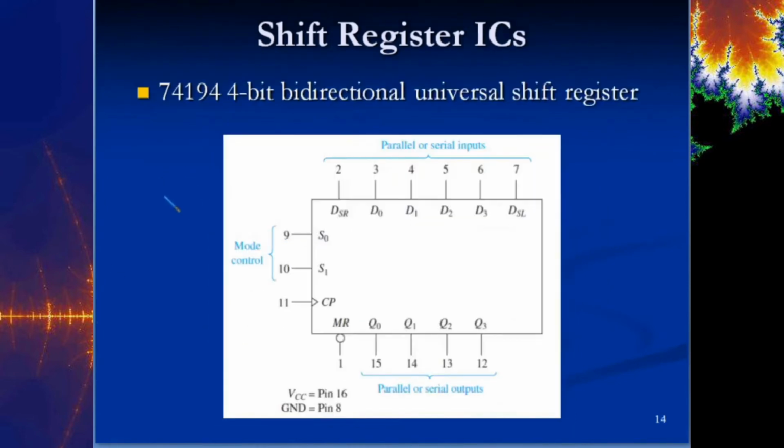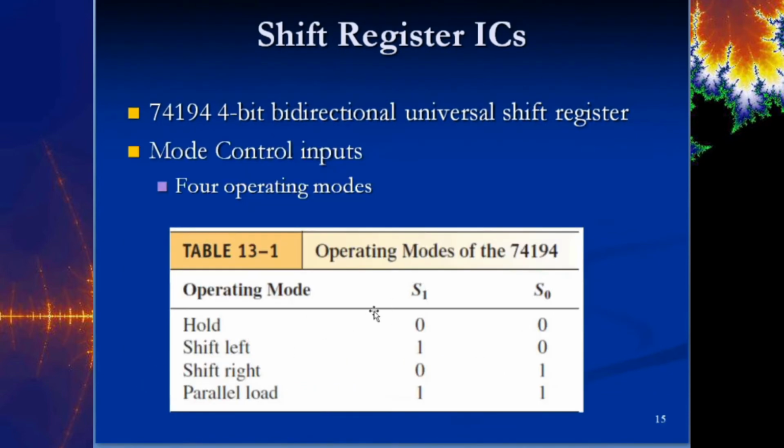And a 74194. Now this one goes all ways, right? Bidirectional, universal shift register. You can do parallel in, you can do serial in, you can do parallel out or serial out, and there's this selector switch control mechanism, the S0 and the S1. I think the next slide shows you what those are. Yes, so here are the different operating modes of the 74194. If you just wanted to cover all your bases, then you could just use one of these.